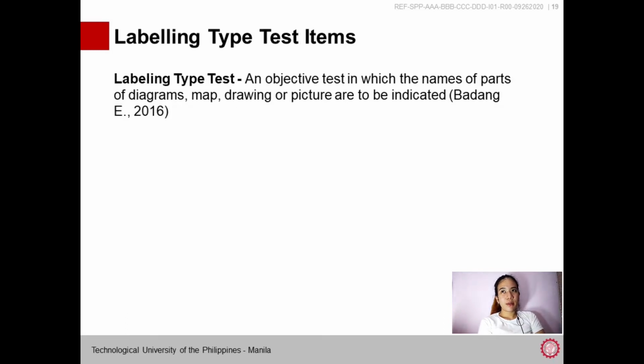So let's proceed to labeling type of test. According to Badang 2016, it is an objective type of test in which the names of parts of the diagram, maps, drawing, or picture are to be indicated. So there are blank spaces provided where the students can put their answers, and it is answerable by a word or a short answer. Labeling type of test is also a recall type of examination, same with identification type of test. It is answerable by short or small answers, and it is often used to remember key facts and terms.